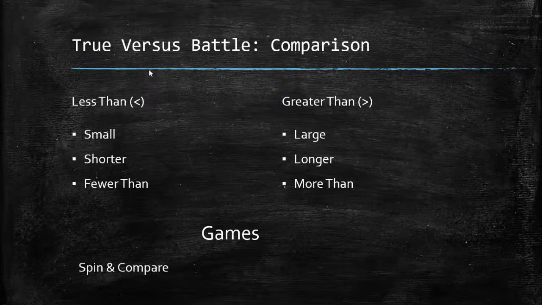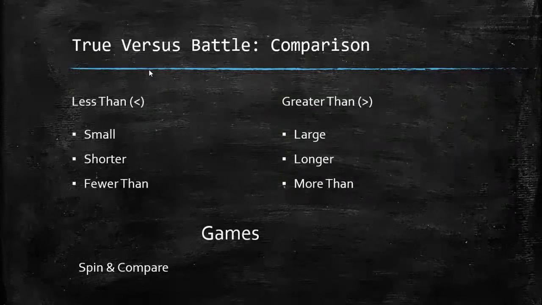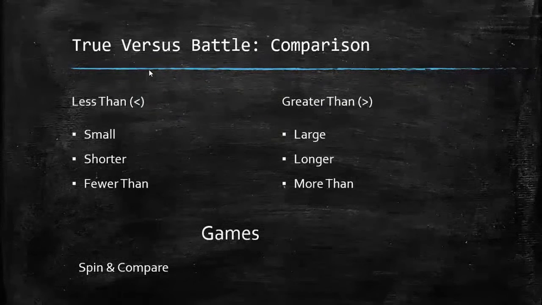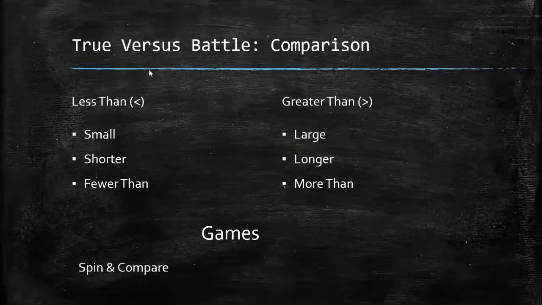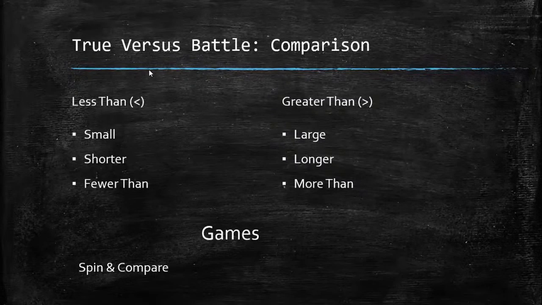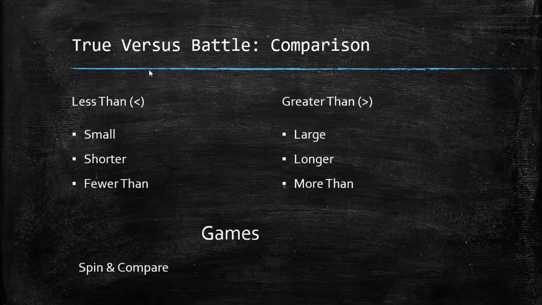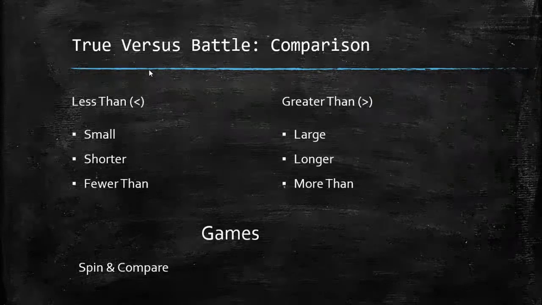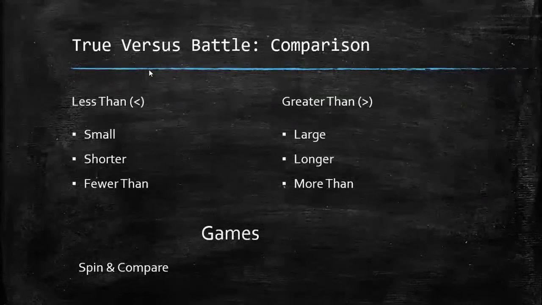Another example would be I'm spinning my circles, and I come across 7, and the other number is 22. From left to right, because comparisons always start from left to right, I know that 7 is less than 22. So on my sheet, I would write 7, the less than sign, and 22.